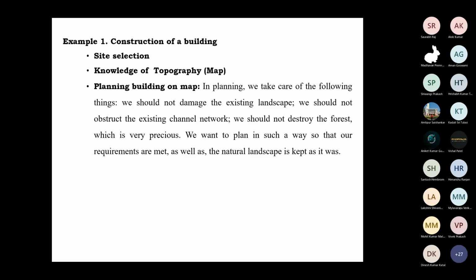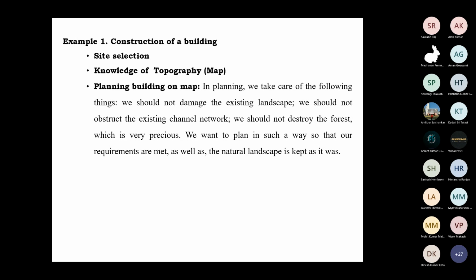Now the third step will be planning, building on a map. Suppose you're in the office, you don't want to go there. You are the engineer, we first have to do the planning at the office. So after doing the site selection and knowledge of topography by the map, then we will plan the building on a map.